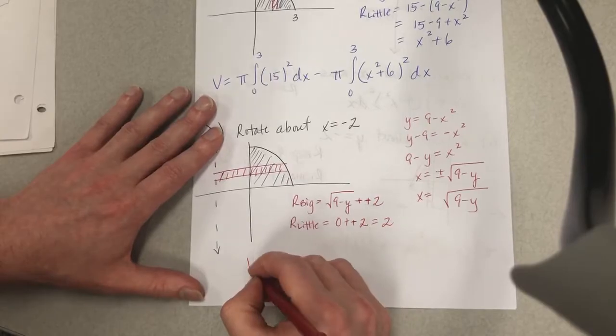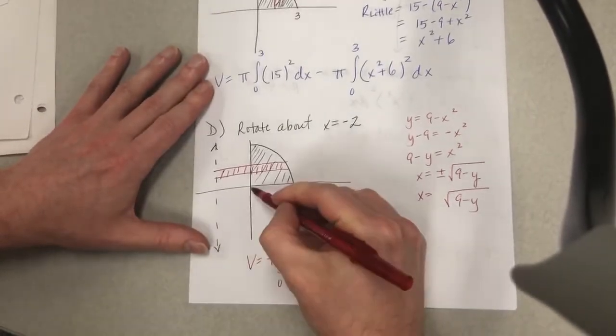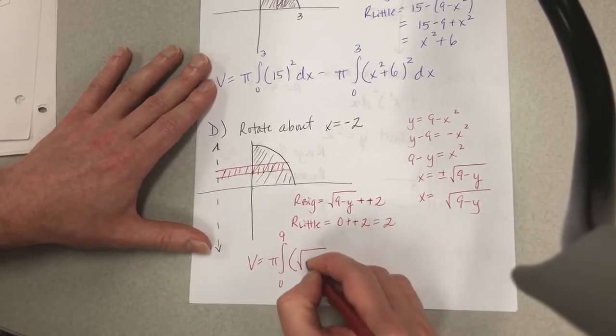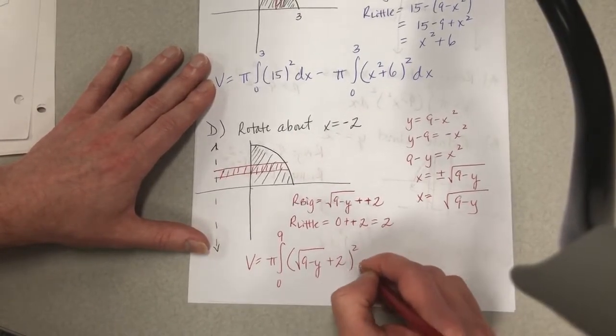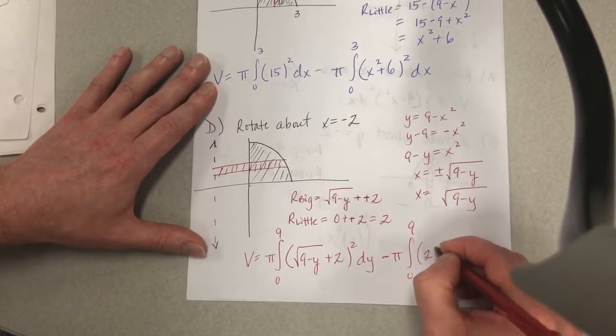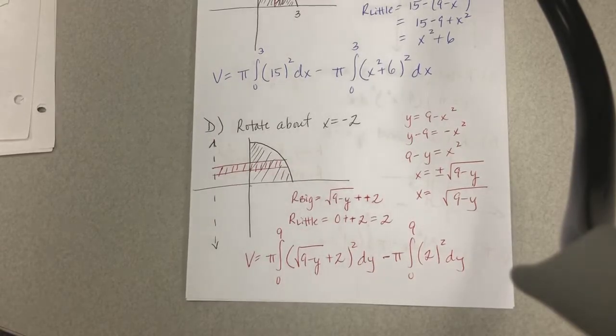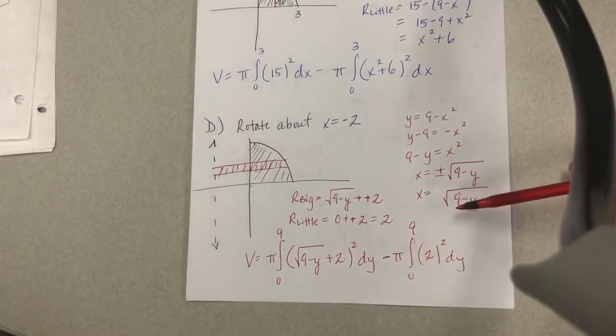Now, when we go do our volume, we have to use y limits. So we're going to go from 0 to 9 of R big squared, and we're putting dy because we're in terms of y, minus pi times the integral from 0 to 9 of 2 squared dy. And that's our setup for this example. Some of you already know how to use shells on this. I really don't think we need to do shells because it doesn't come up that much on the AP exam, but it's useful in some cases, especially so you don't have to solve for x equals every time.